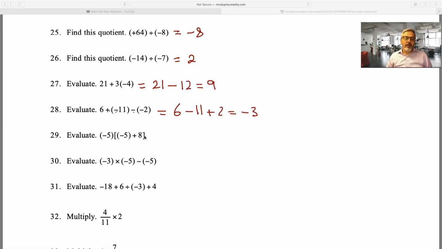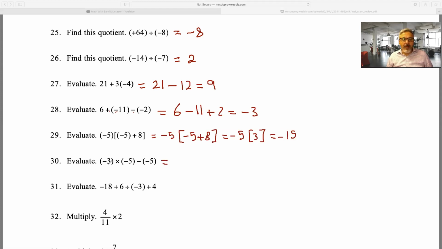So here you have square brackets. So that has to be done first. So this will give you a -5. These brackets around here don't mean anything. You could write them or you could do without them. So this here will be -5 plus 8. Doing inside the brackets first, -5 plus 8 will give you +3. And now negative times positive gives you -15.